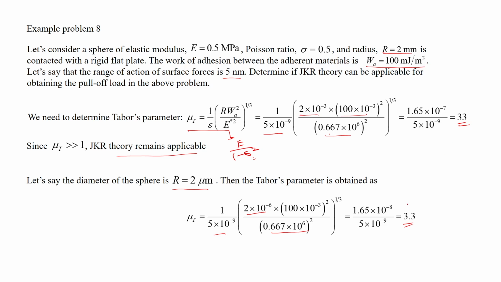So, we can see that Tabor's parameter mu t has now decreased to 3.3. It is still greater than 1, but not much greater than 1. So, we can say that mu t is greater than 1, but it is not correct to say mu t is much greater than 1. That means one definitely cannot use the JKR model, but it is not clear if one can use the DMT model, because mu t is not small, it is a little larger than 1. So, that issue is there, and you have to see how to deal with such situations.